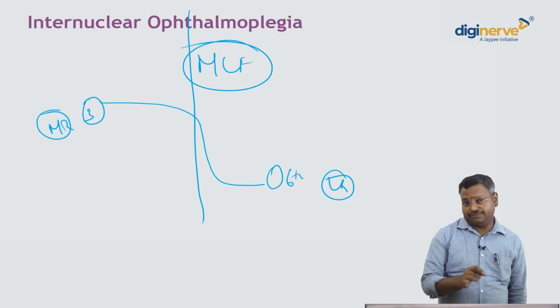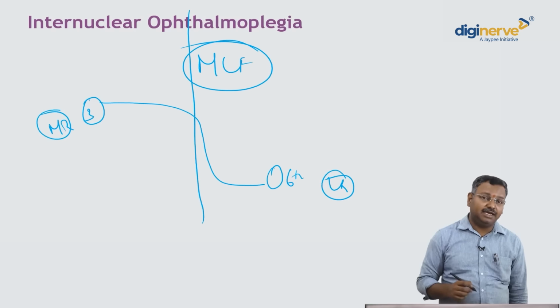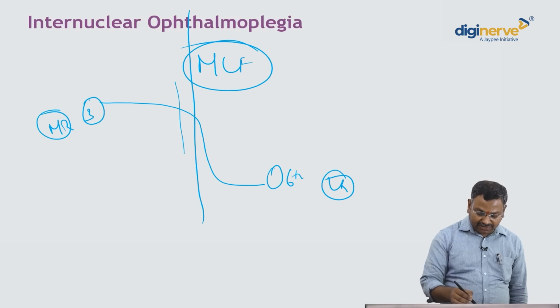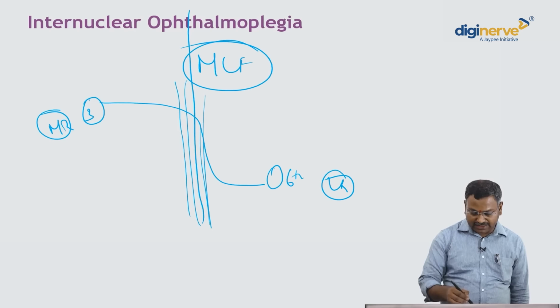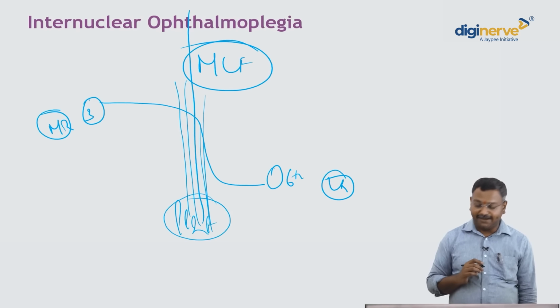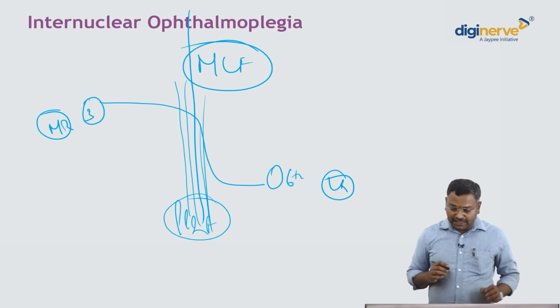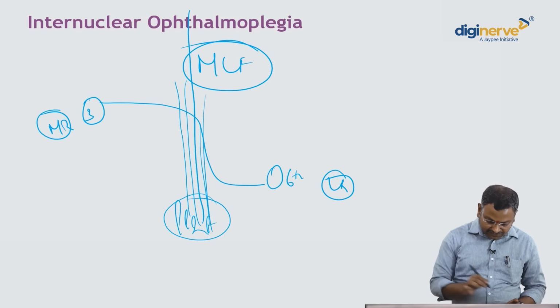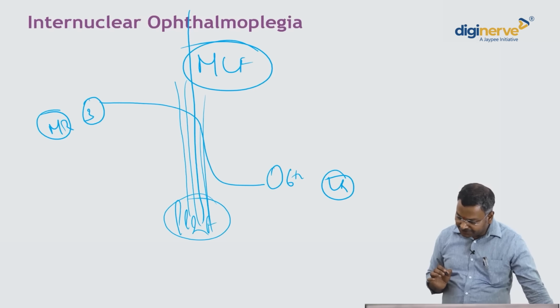Only then can you get the horizontal gaze. So this group of interneurons is what we call the medial longitudinal fascicle, and when you have it in the center, we call it the PPRF, the parapontine reticular formation. Now, what happens if this MLF is involved, in internuclear ophthalmoplegia? What are the classical features that you could get there?